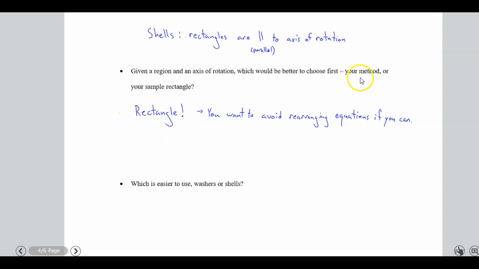If you're thinking about method, like I want to just use discs or I just want to use shells, you can kind of get into trouble that way. It's best to think about your rectangle first. How do I want to draw my rectangle on this region? The purpose of that is you want to avoid rearranging equations if at all possible.